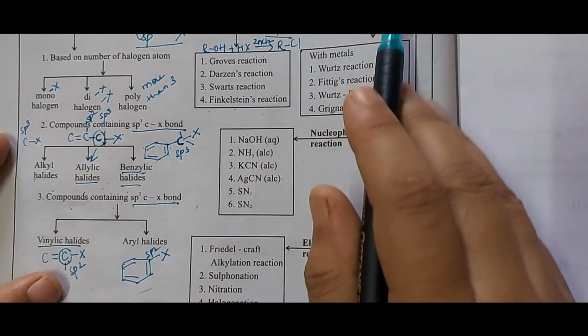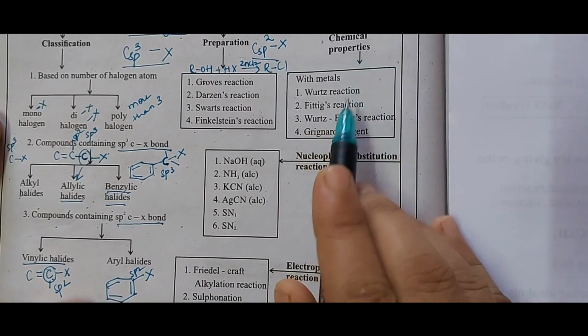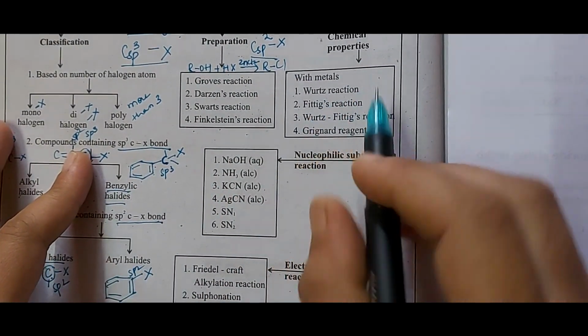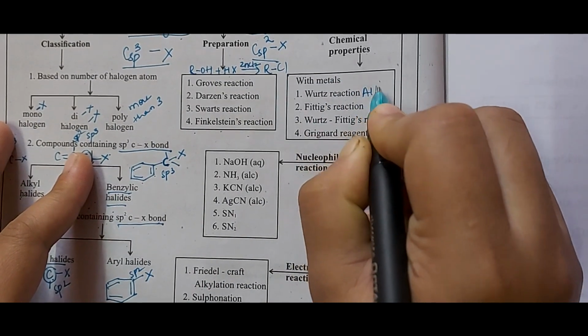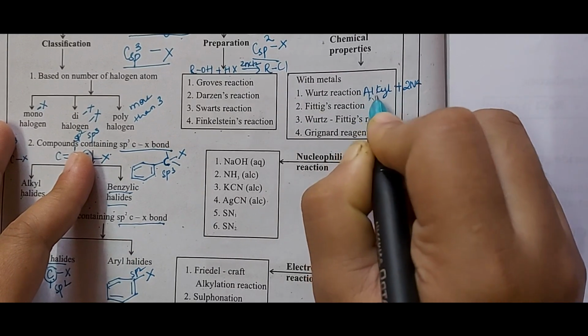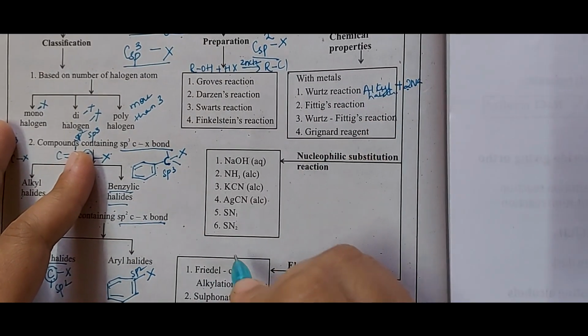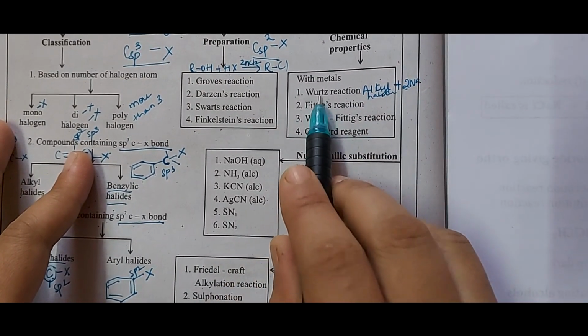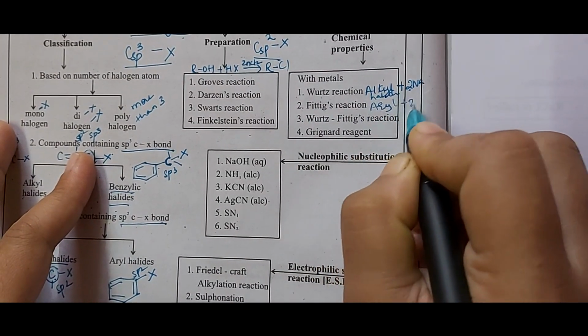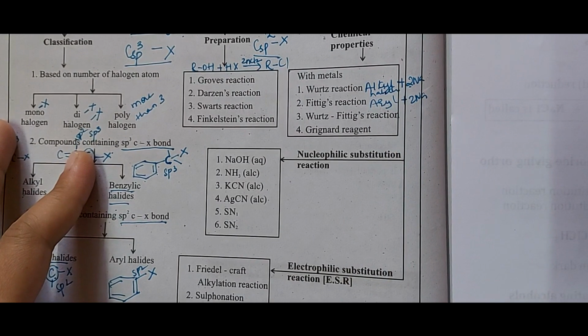Next we'll consider its chemical properties. In chemical properties, first is the reaction with metals. First is the Wurtz reaction, that is when alkyl halide reacts with sodium metal, it results in the formation of higher alkane. Similarly, in the Fittig reaction, aryl halides react with sodium metal in the presence of dry ether and form biphenyl.